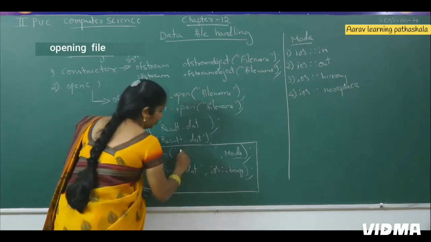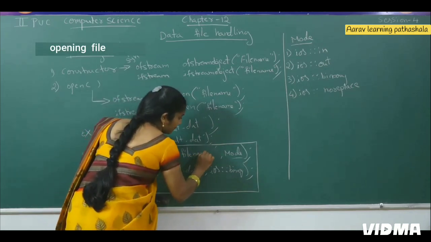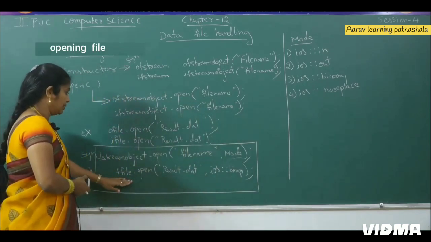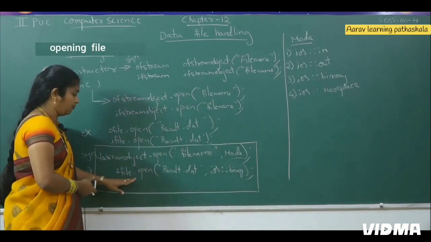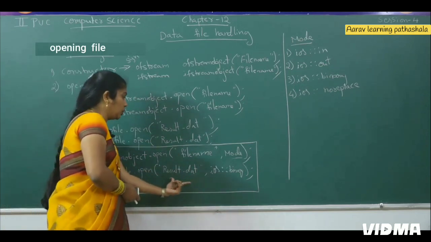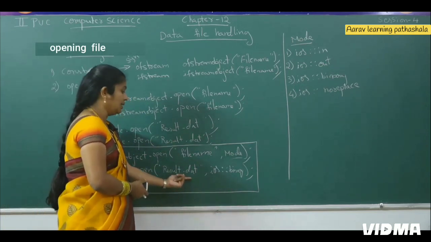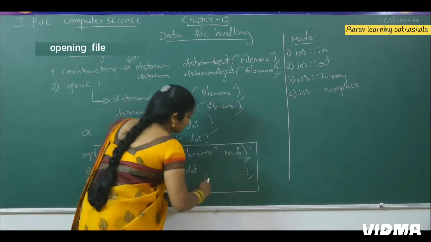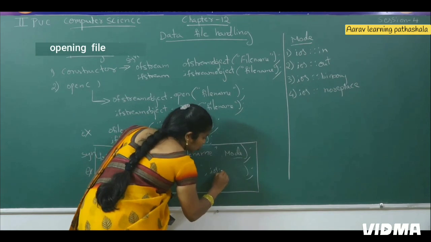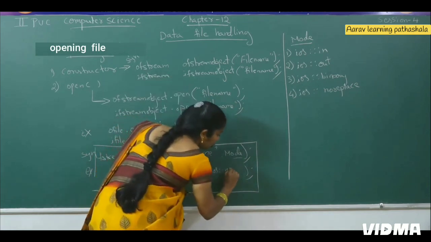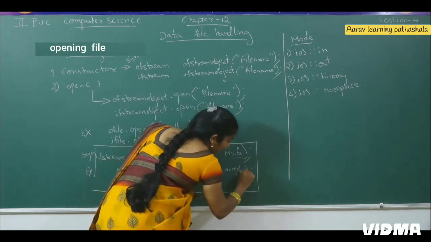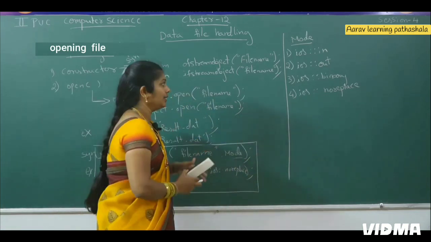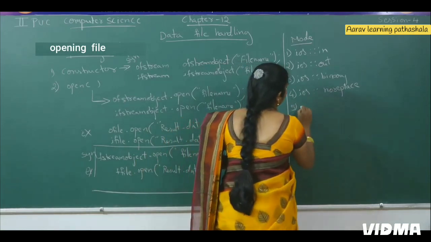If you want, you can write any file name, then comma, mode. In the example, the fstream object is ffile, ffile.open. Inside the double quotes you have to write the file name. Here I gave the file name as result.dat, and the mode we write is ios scope resolution operator noreplace. Then close the bracket, then semicolon. Now is it clear?